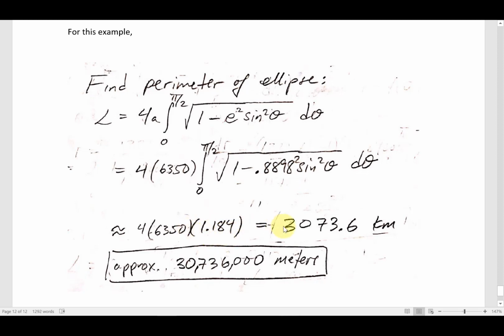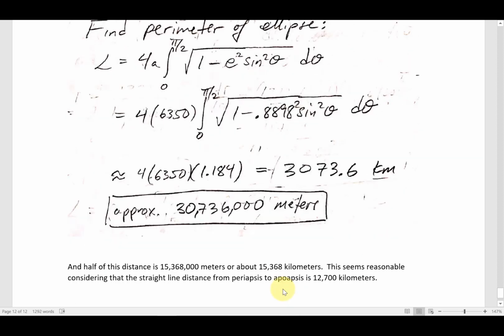So multiplying all that together, this is about 30,730 kilometers for the entire distance around this ellipse. That's about 30 million meters. So half of that is 15,368,000 meters, or about 15,368 kilometers. This seems reasonable considering that the straight line distance from the periapsis to the apoapsis was 12,700 kilometers.